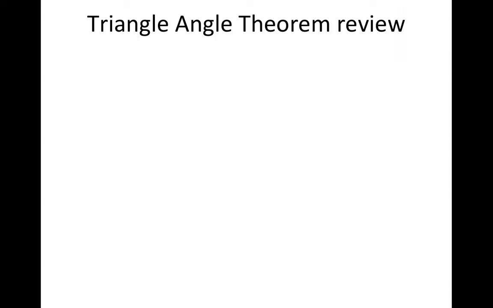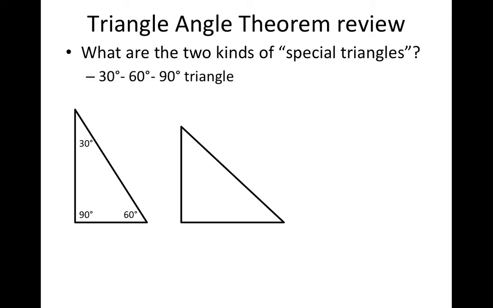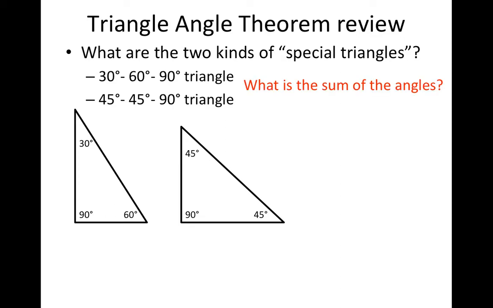So let's start with some review of the triangle angle theorem. And we'll start with a review of special triangles. There are two kinds of special triangles. There's the first one. Hopefully you remember this is a 30, 60, 90 triangle. There's another kind of special triangle. Hopefully you remember that's a 45, 45, 90 triangle. And if we were to add up the angles of all of these, we see that 30 plus 60 plus 90 equals 180. And 45 plus 45 plus 90 equals 180.